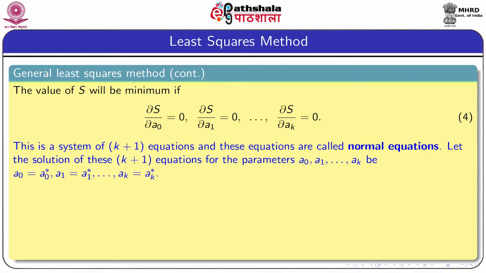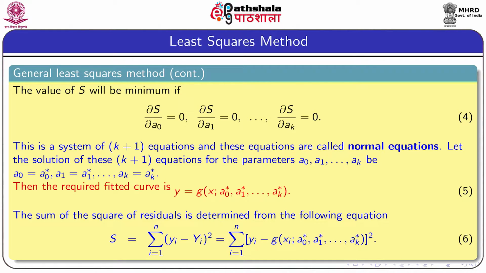That means a0 star, a1 star up to ak star is the solution of the above system of equations, and these are the values of the parameters. These are called the estimated values of the parameters, and these values are determined in terms of the sample points. Then the required fitted curve is y equal to g of x, a0 star, a1 star up to ak star.